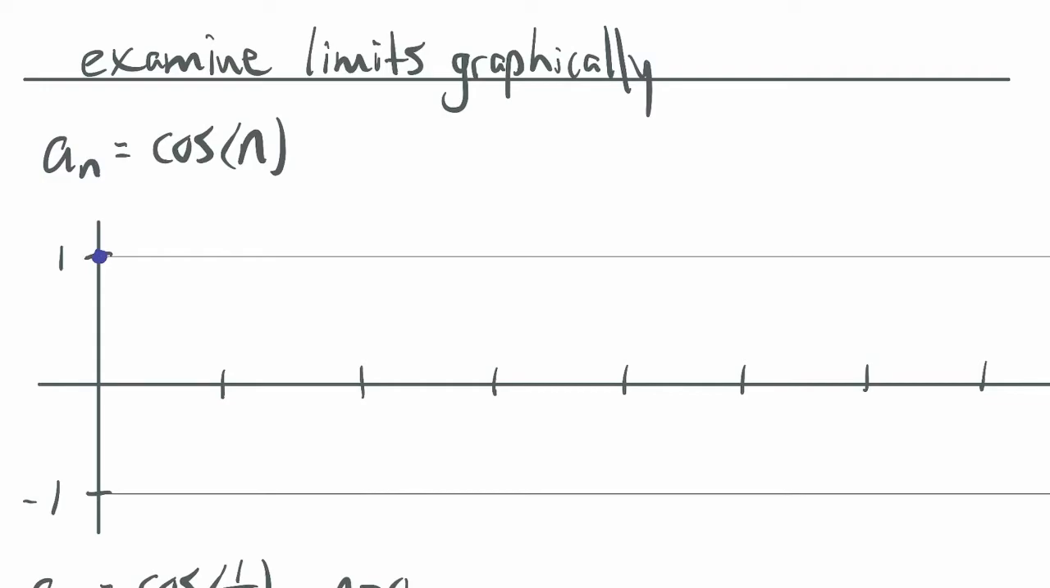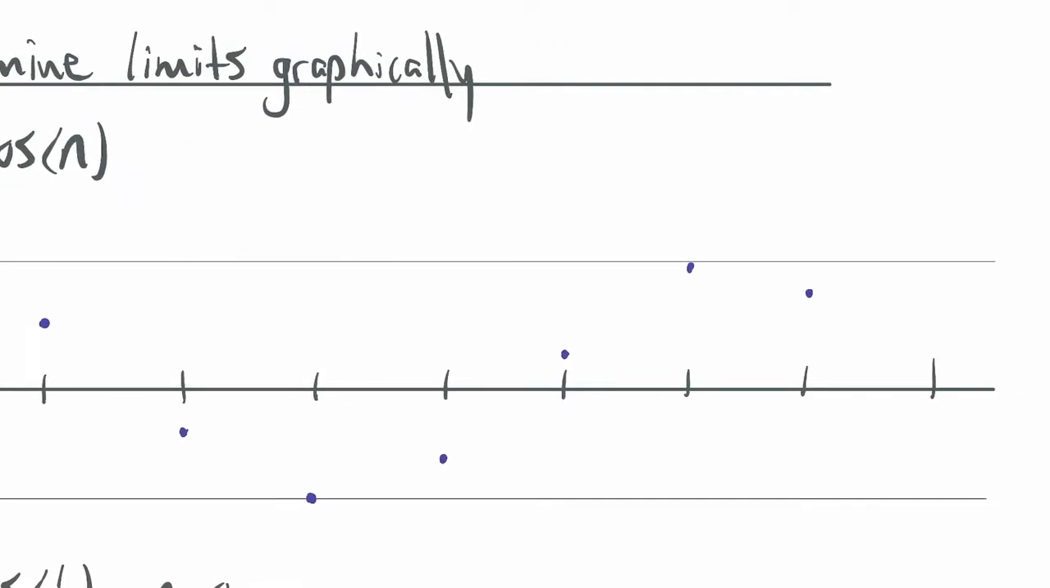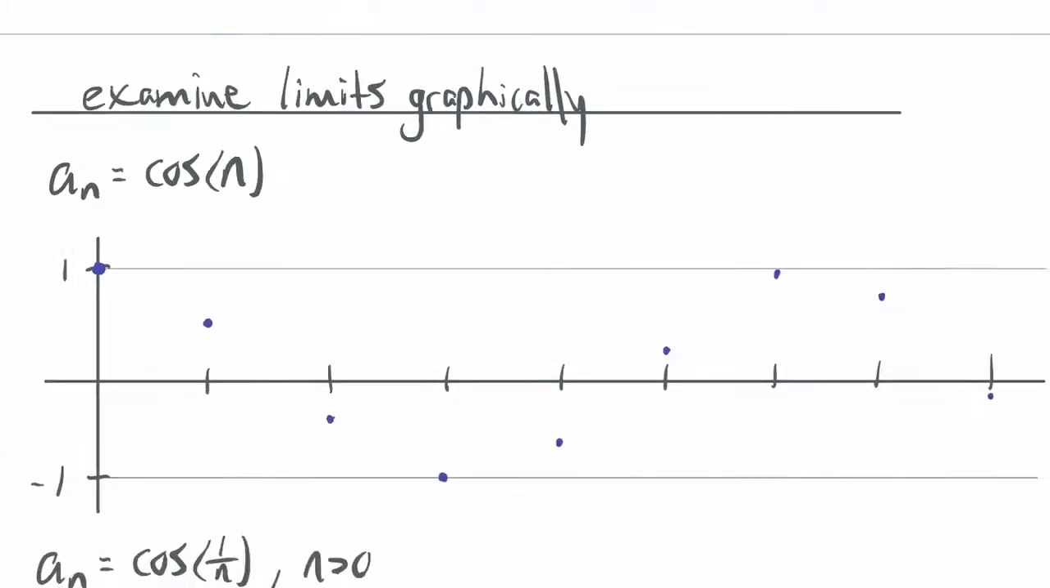is 0.54, so about right here. And then cosine of 2, negative about 0.42, so right about there. Cosine of 3, negative 0.1, essentially. Cosine of 4, so negative 0.65. Cosine of 5, 0.28-ish. Cosine of 6, 0.96, a little bit closer than that. It's fine. Cosine of 7, I'm not sure how many we'll do, 0.75, and then cosine of 8, maybe that's enough. Negative 0.15, roughly.